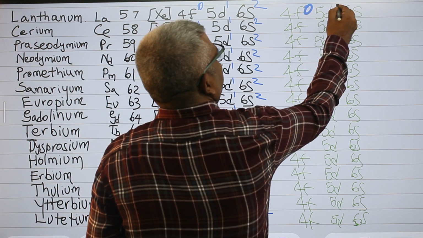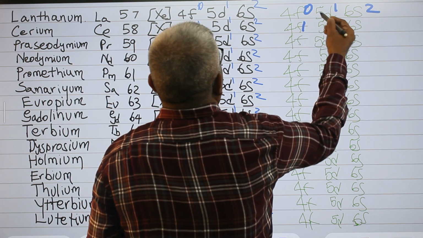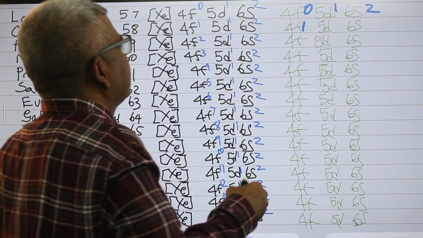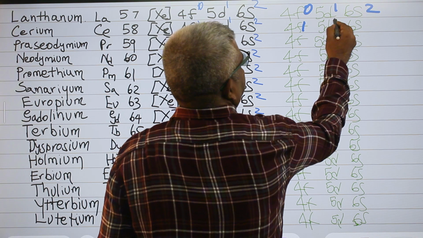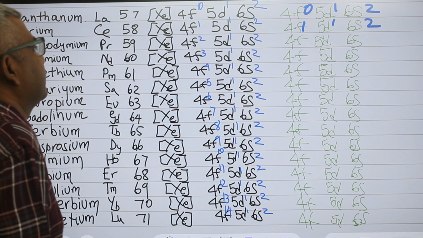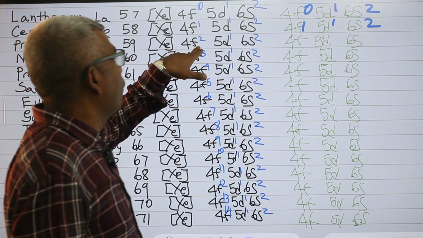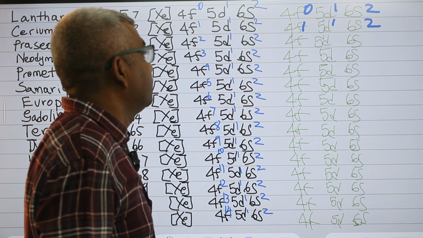Expected and actual for lanthanum are the same. For lanthanum, it is not totally an f-block element. For cerium, expected and actual is the same. Okay, 4f1, 5d1 and 6s2. Praseodymium, what is expected? 4f2, 5d1, 6s2. But it is not.